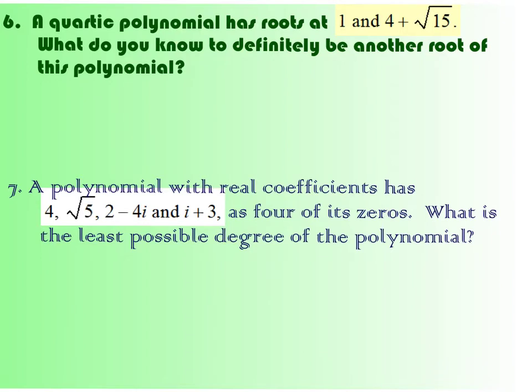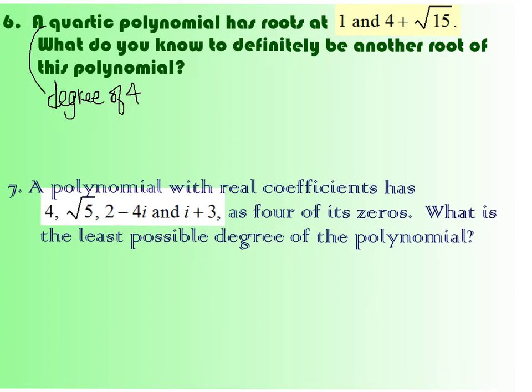Alright, number 6 kind of follows the same lines. It's saying a quartic polynomial. Well, quartic might be a clue. Quartic, remember, is a degree of 4. So a quartic polynomial has these roots, 1 and 4 plus the square root of 15. So it just has these 2 roots listed here. We know we have 4 roots altogether.